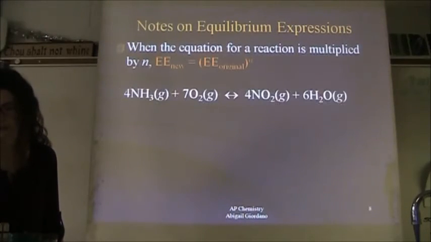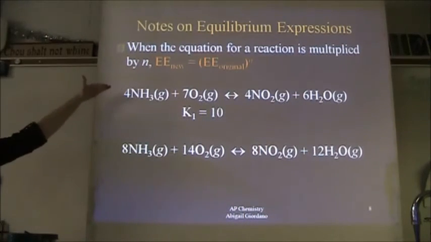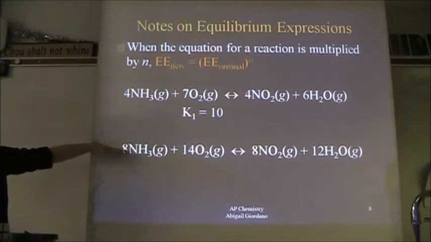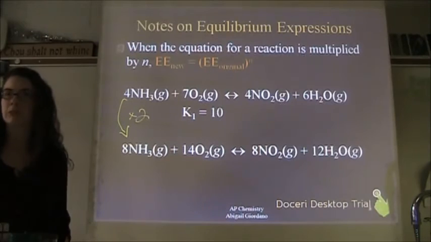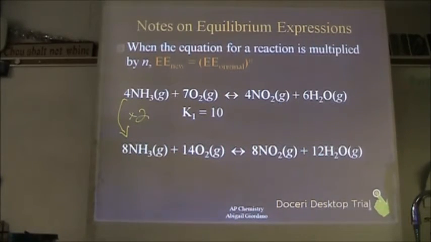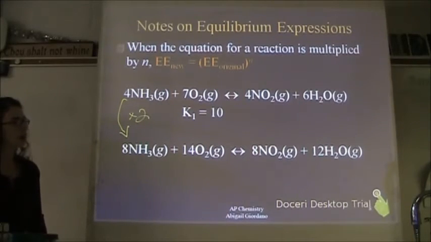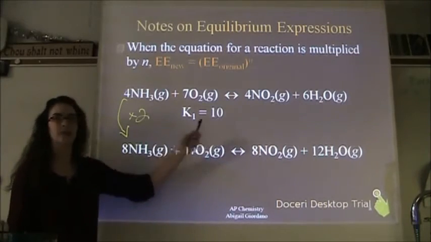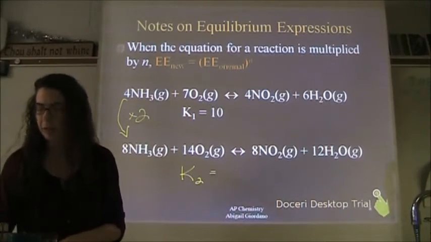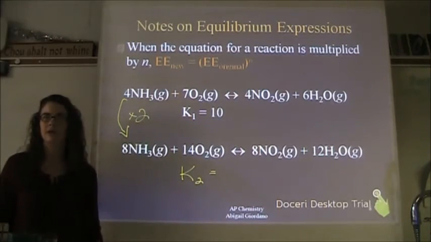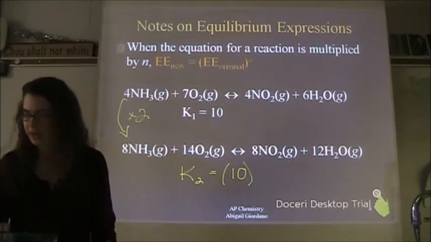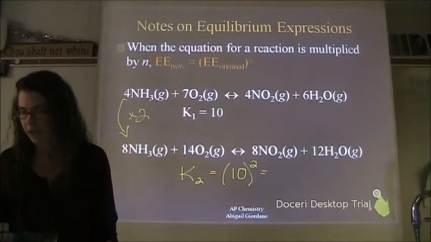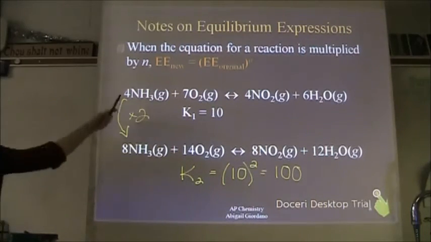Don't read that. Don't even read it. Move your eyes from here to there. What happened? Okay, all the coefficients were multiplied times 2. All right? Remind me, where do coefficients end up in an equilibrium expression? They're used as exponents. Okay? So I doubled all of the coefficients. My new K value is not going to be 10 times 2. You got it. It's the original K value raised to the power of whatever you multiplied by. Okay, so the new K value would be 100. What if you multiplied everything by 3?